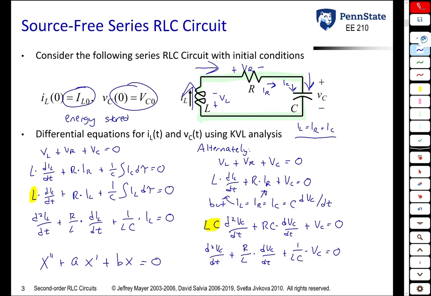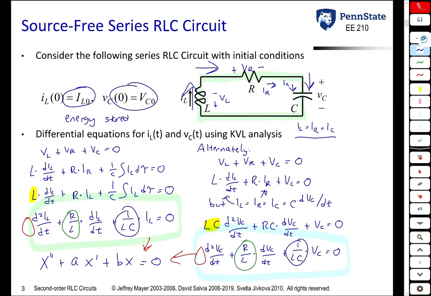What we see here is that whether we're talking about the current through the inductor or the voltage across the capacitor, in both cases we get a differential equation of the form x double prime plus ax prime plus bx is equal to 0. Even though we're talking about two different variables here, IL and VC, notice the coefficients are the same: 1, R over L, and 1 over LC.